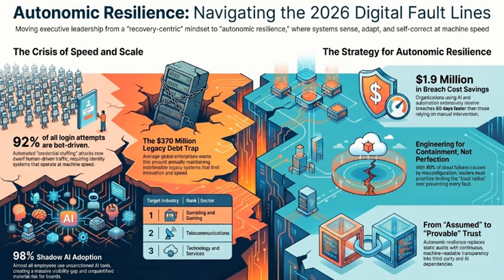Right, because the systemic risks of 2026 are no longer coming from obvious, highly publicized vulnerabilities. They're emerging from hidden structural weaknesses. The report refers to these as fault lines. A fault line is the perfect analogy.